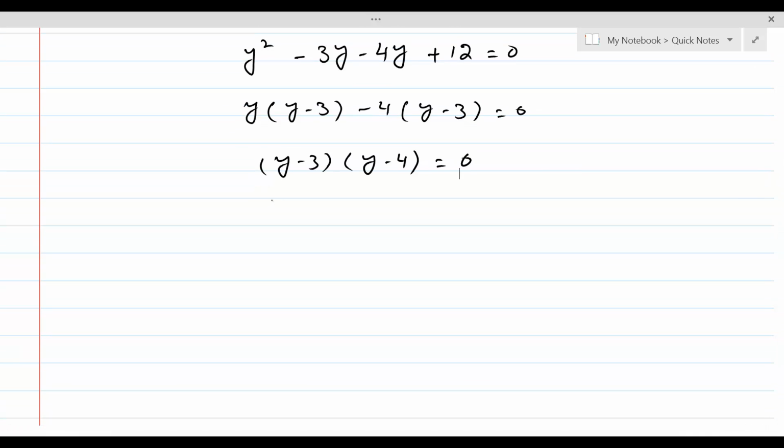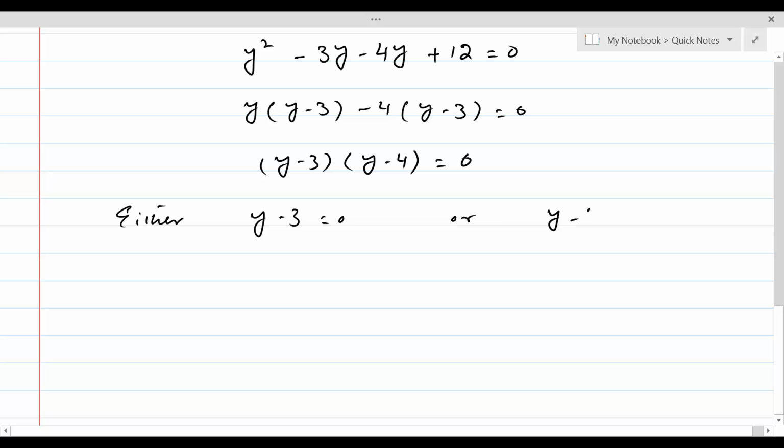So we have y is equal to, since the product of two real numbers can only be equal to 0 if at least one of them is equal to 0. So either y − 3 is equal to 0 or y − 4 is equal to 0. If y − 3 is equal to 0, then y is equal to 3, and here y is equal to 4.